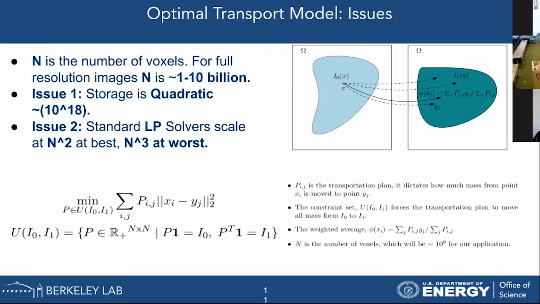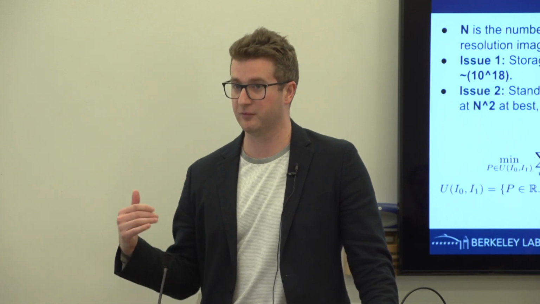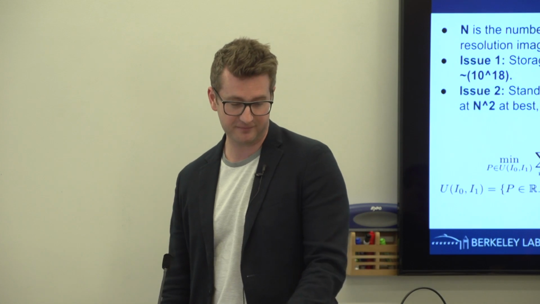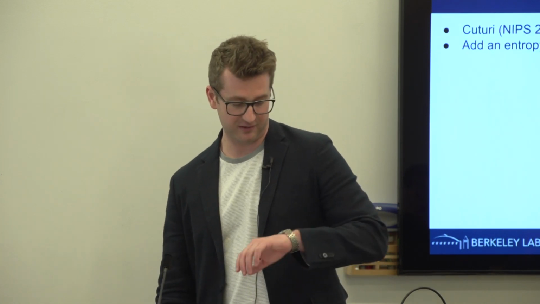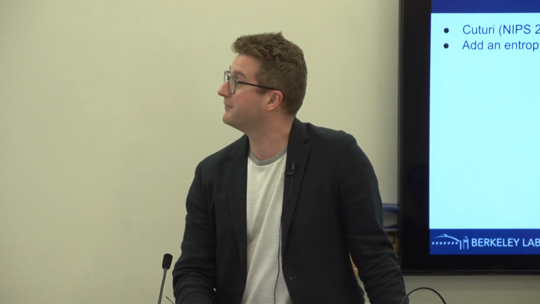The other issue is that standard LP solvers for this kind of problem scale poorly. They scale as n squared, or n cubed at the worst. So in other words, size is a big problem. And we need to reduce that for our storage as well as our runtime. Oops, sorry, I'm jumping ahead here. I'm also moving kind of quickly, so I'll figure out a way to slow down a bit.